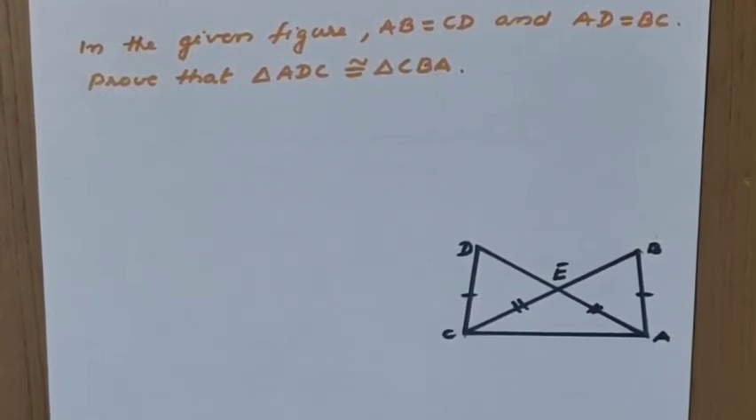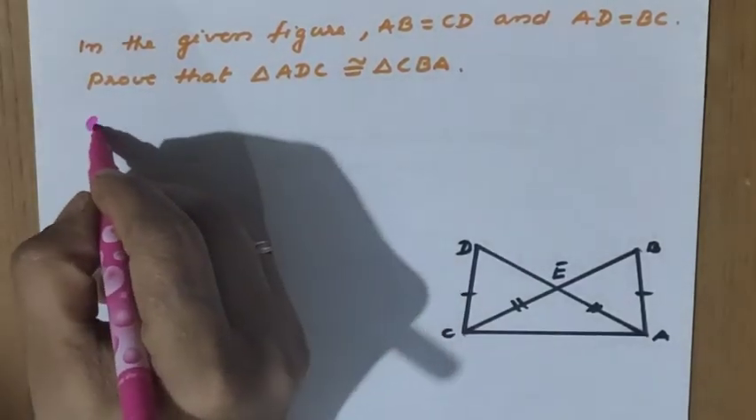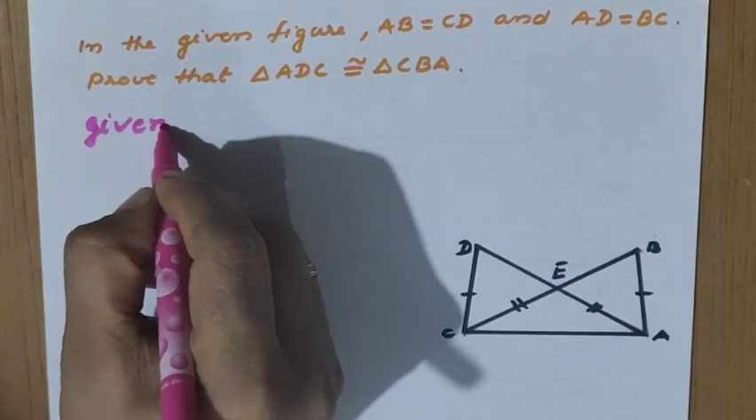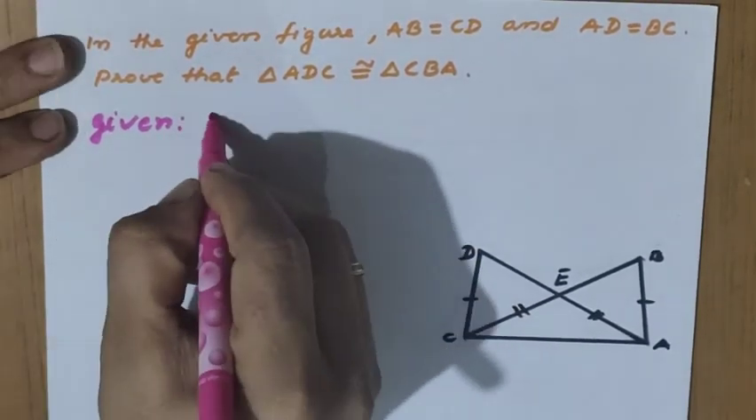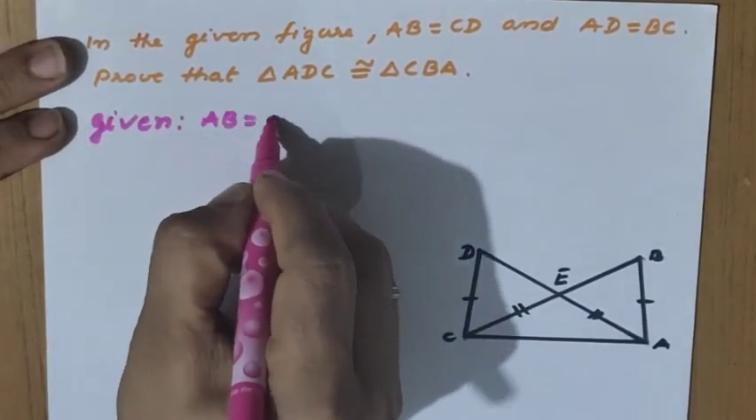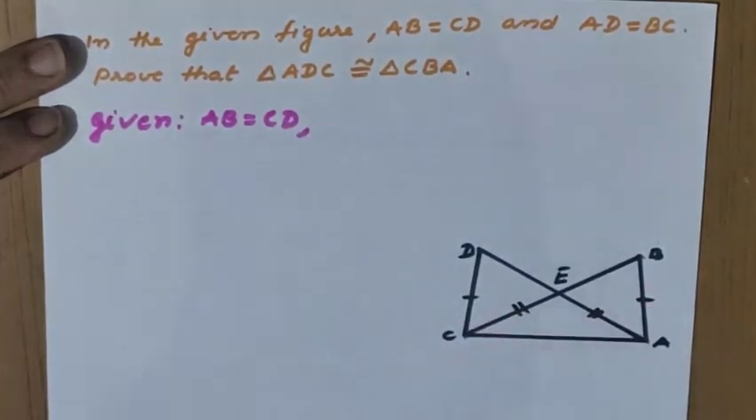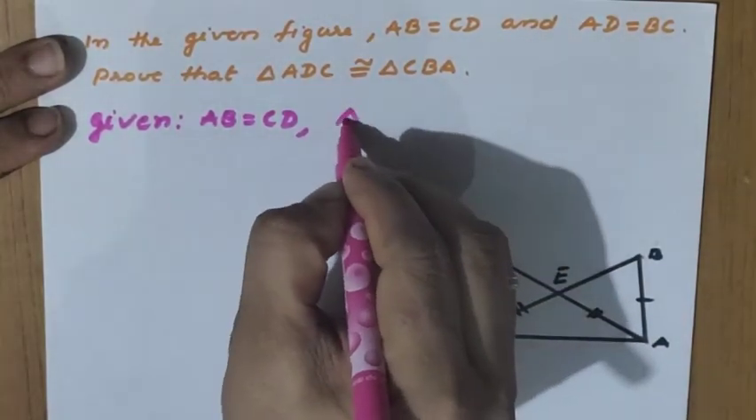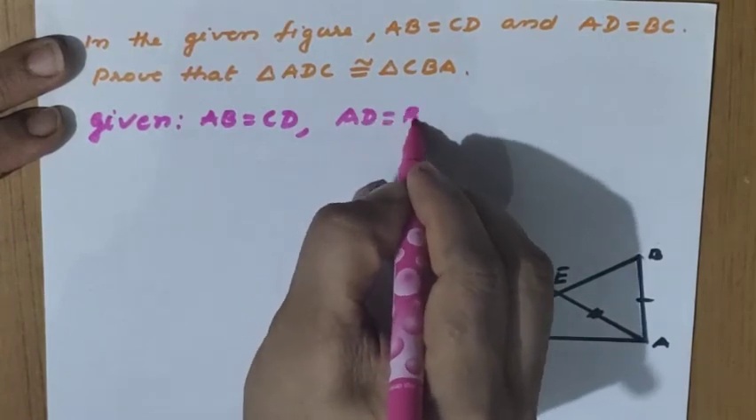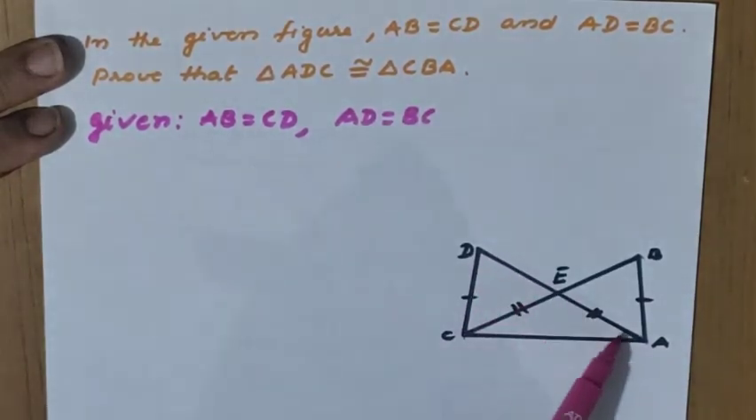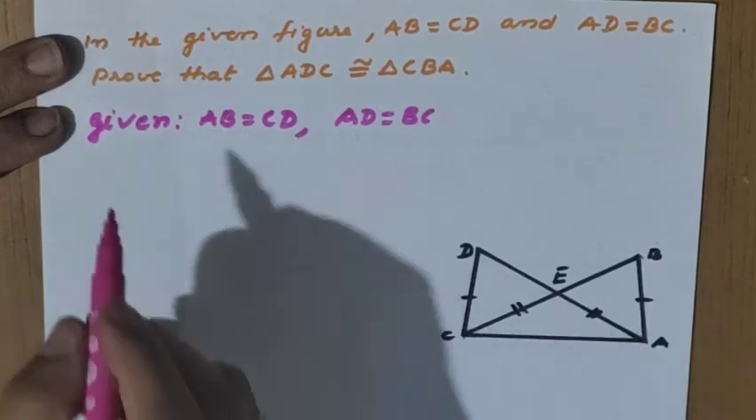In the given figure AB equal to CD, AD equal to BC, and then prove that triangle ADC congruent to triangle CBA. So we will write first what is given. What is given? AB equal to CD, already marked in the figure. So AB is the first equal side. Now second, AD equal to BC. That is the hypotenuse for the figure. AD equal to BC, second equal side.